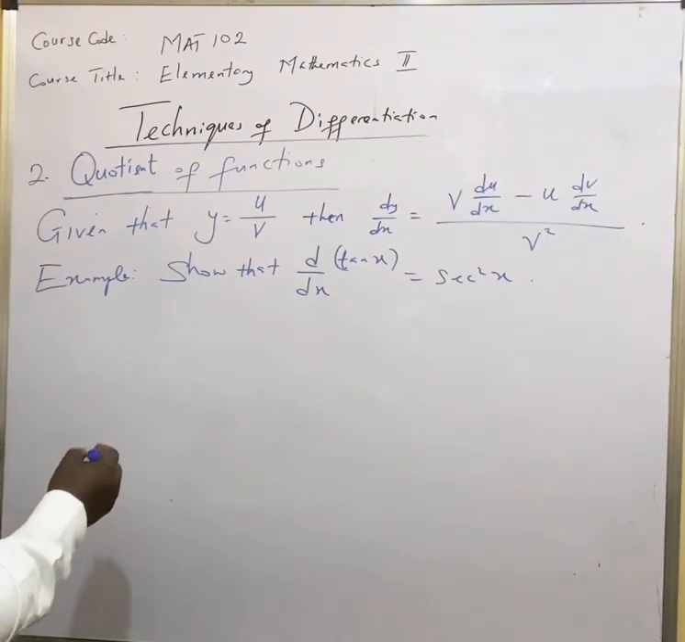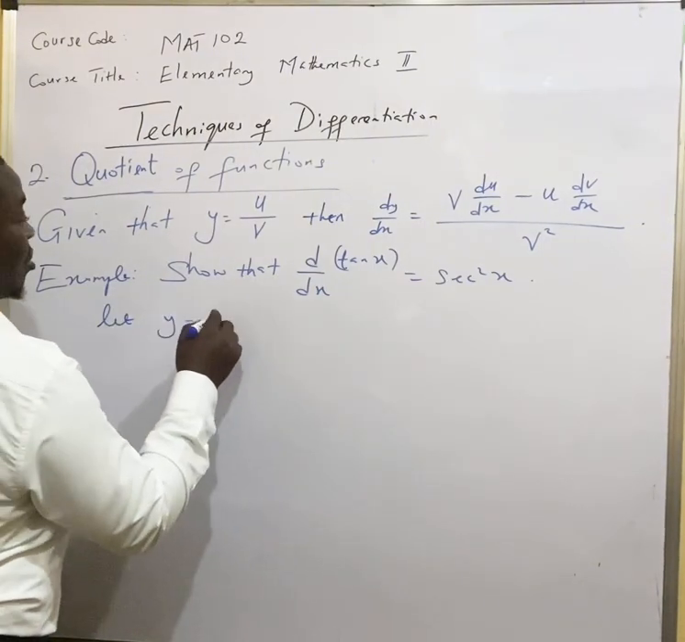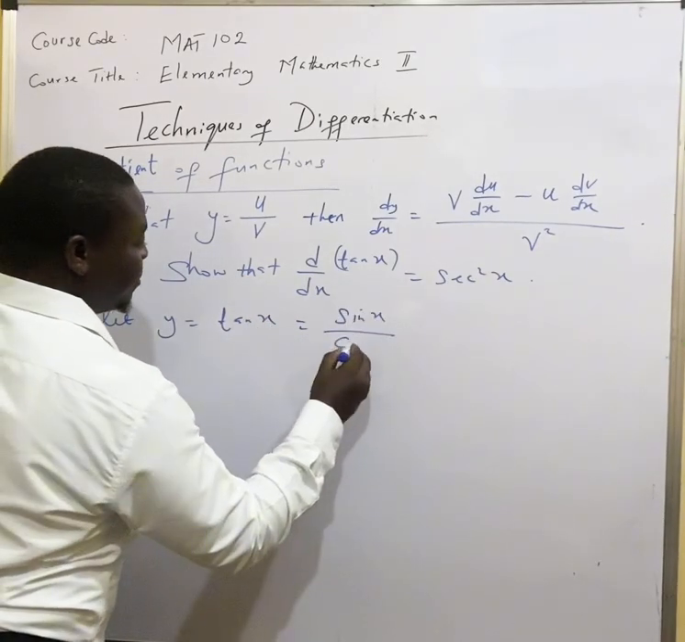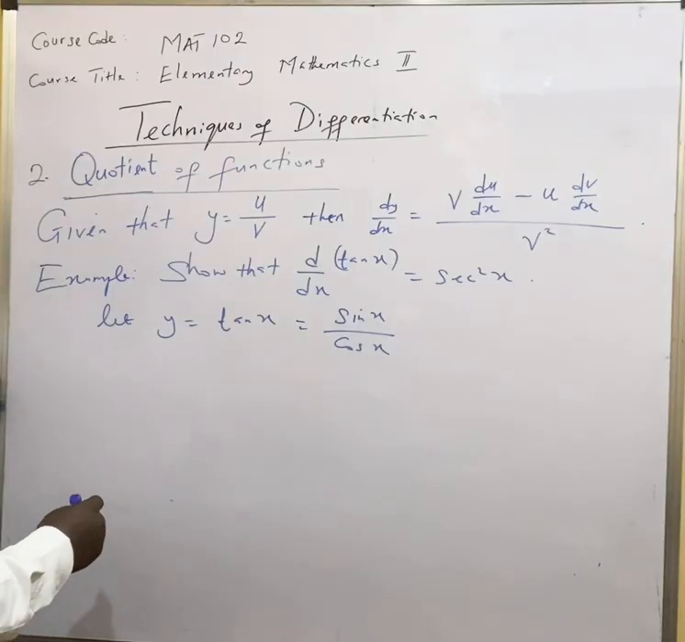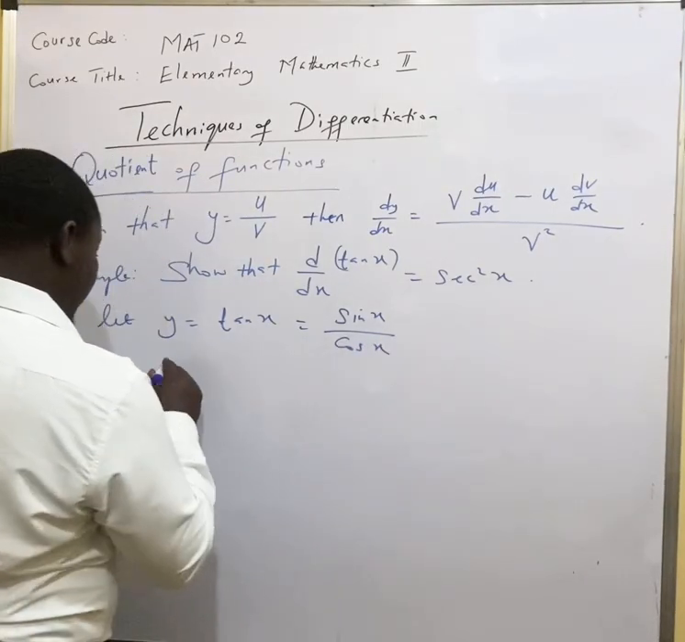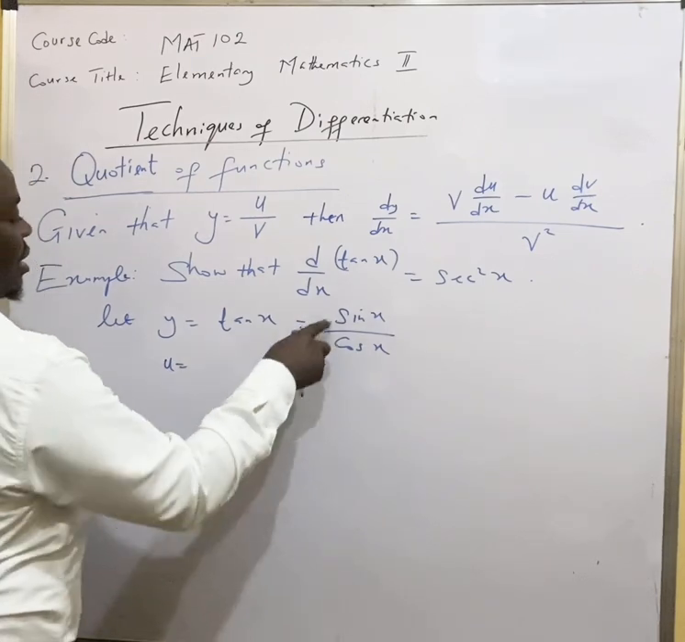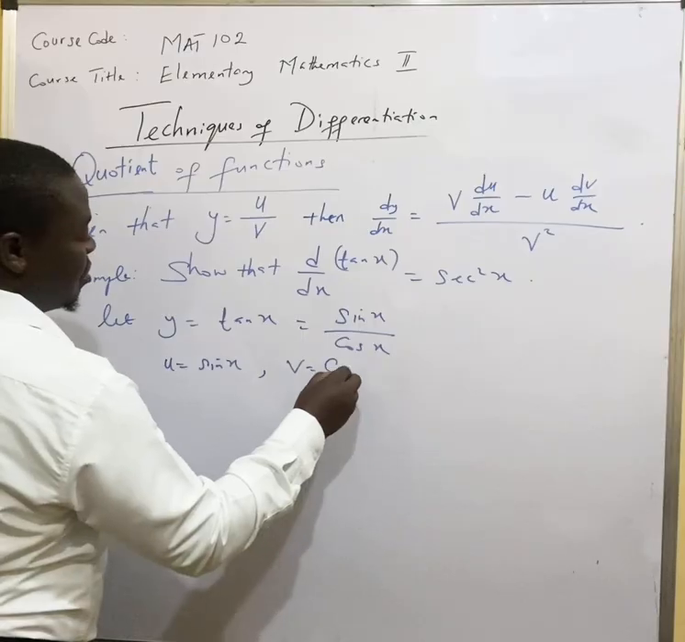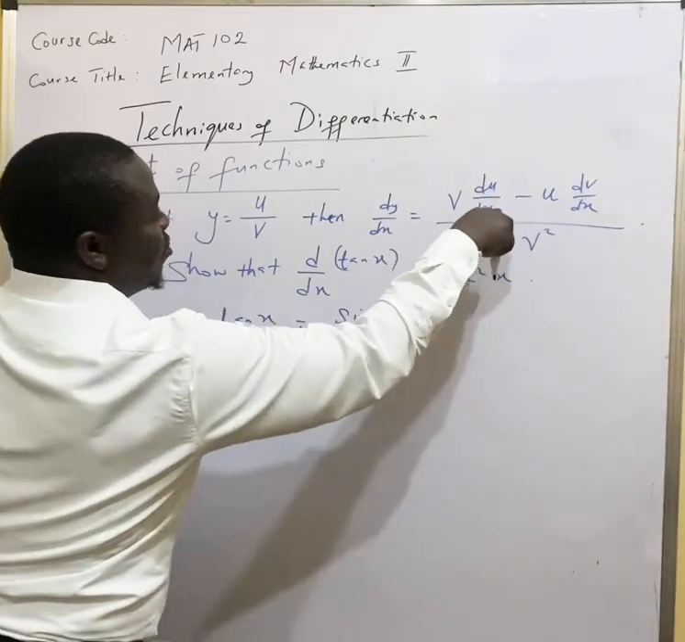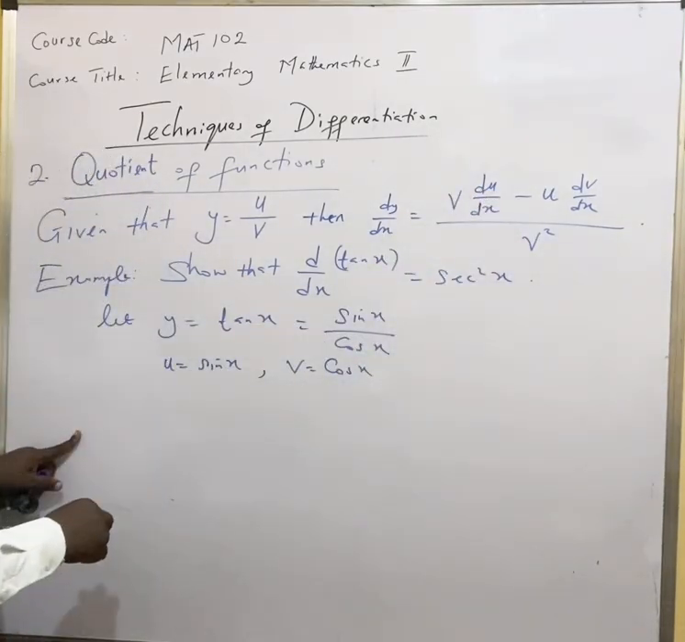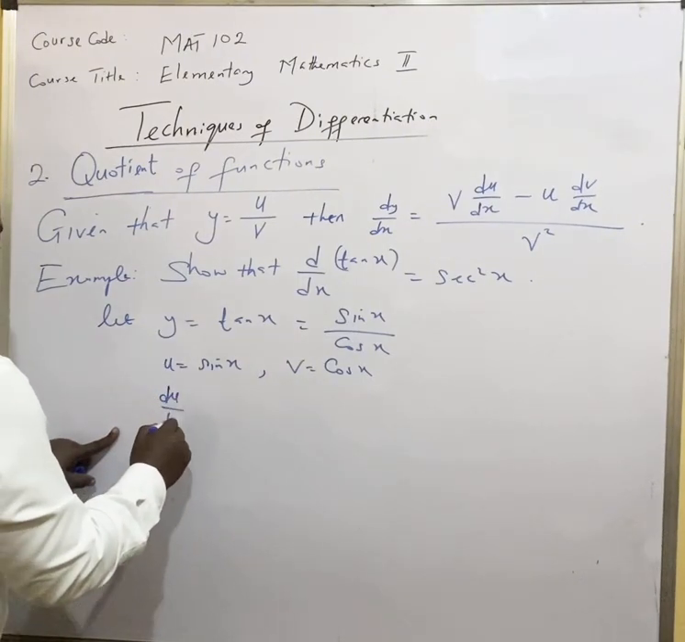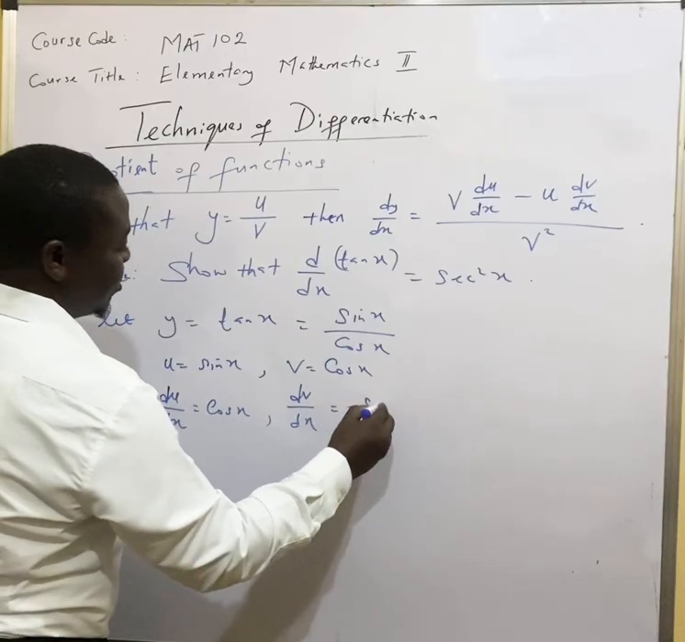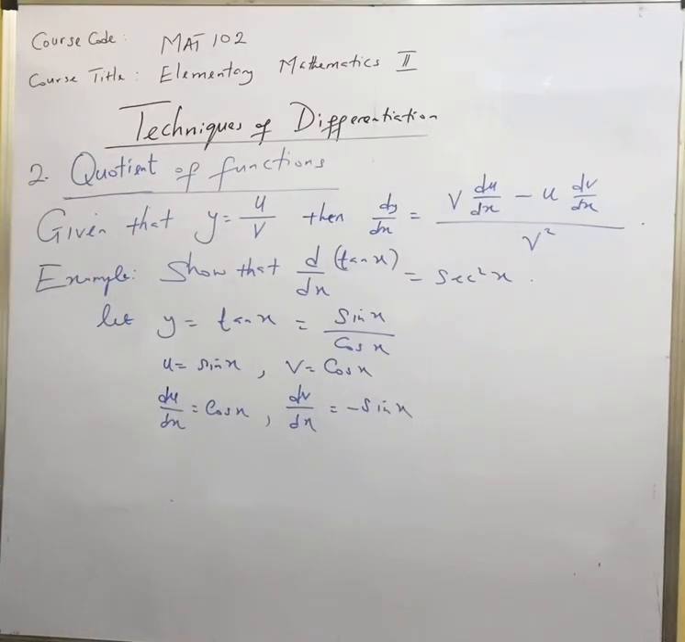Okay, right. So we quickly record that let y equals tan x, and tan x I've written as sine x over cos x. Are we together? All right. So meaning that we have a quotient of two functions, sine x and cos x, and we take u to be equal to sine x and v to be equal to cos x. So in our formula here, we need the derivative of u as well as the derivative of v. So the derivative of u, du dx, is equal to cos x, and the derivative of v with respect to x is equal to what? Minus sine x. And that's all. We just need to substitute back into the formula.